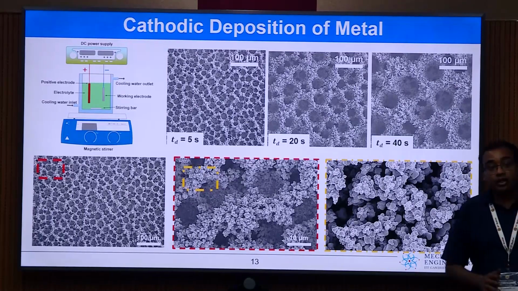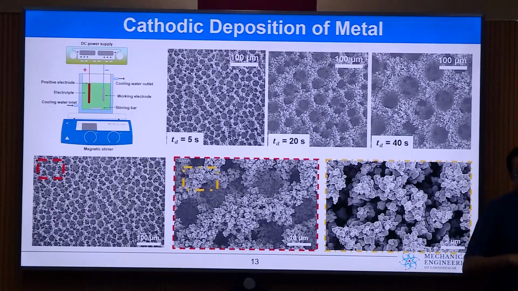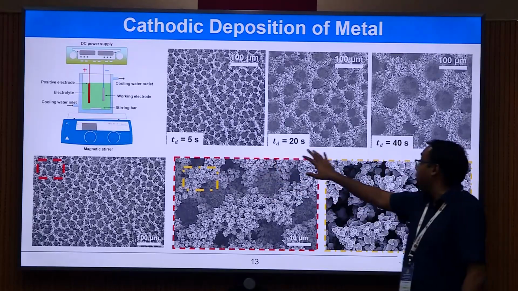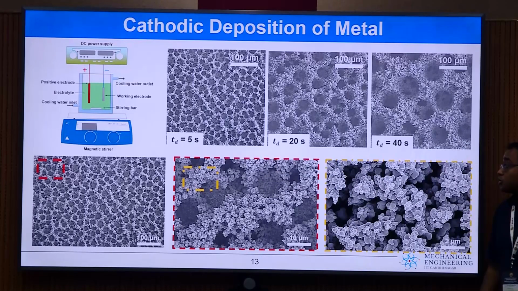We can also have the other way. In case of electrochemical etching, we are removing material. We can have deposition, cathodic deposition of the metal. What you're seeing over here are copper surfaces. So depending on the time of deposition, the structure length scale would change. The depth of these grooves will also change.